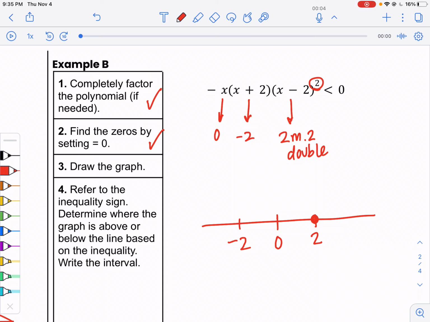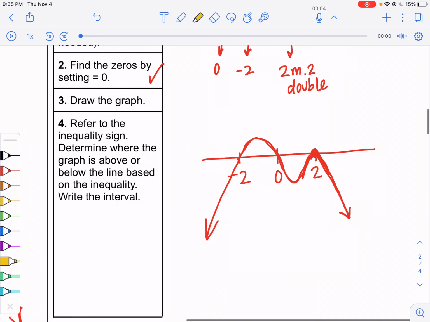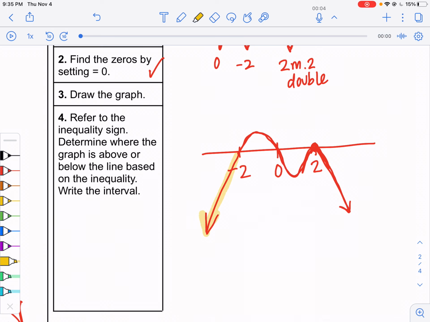It is negative at the beginning, so I know that it's going down at the end. So down, and it is bouncing, going through 0, and then back through -2. So the graph looks like this. And the graph is asking, where is it less than 0? It's less than 0 for most of the graph here. We see this section here, we see this section here, and we see this section here.